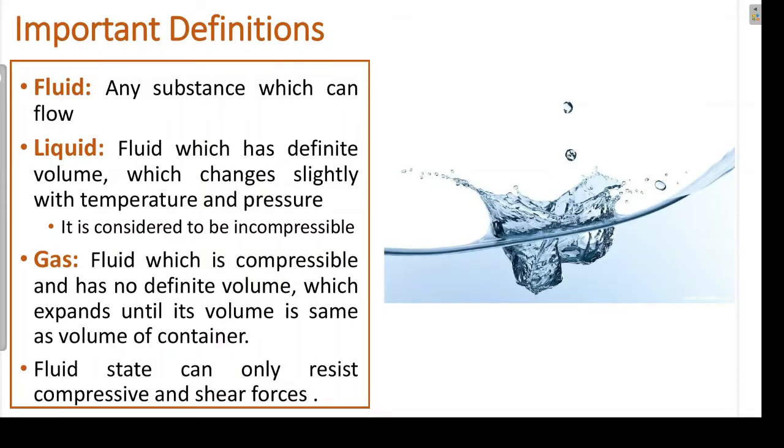The next definition is fluid. So fluid is any substance which can flow, or in other words we can say that it is any substance in which we are going to observe that the particles are changing their position with respect to time. And fluid can be classified under two categories, as we know. One is liquid, the other is gas. Now what is the basic difference between liquid and gas? That we are going to see here.